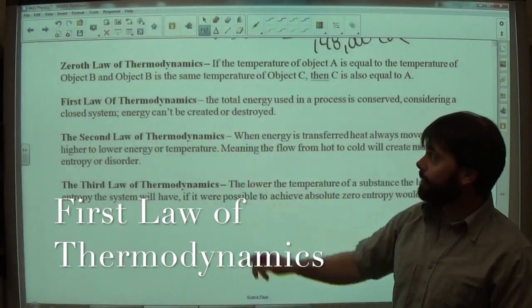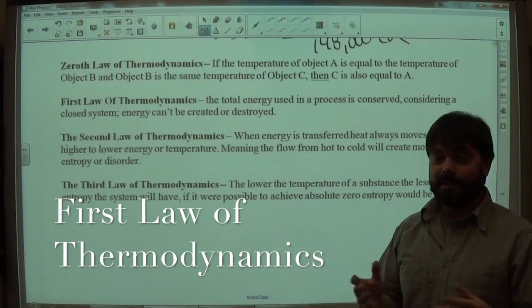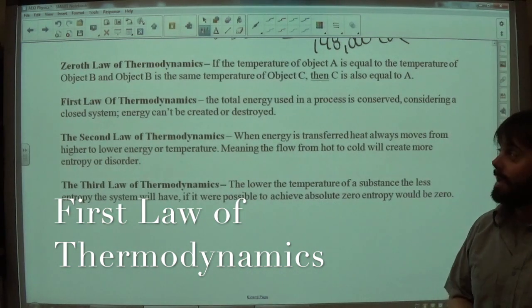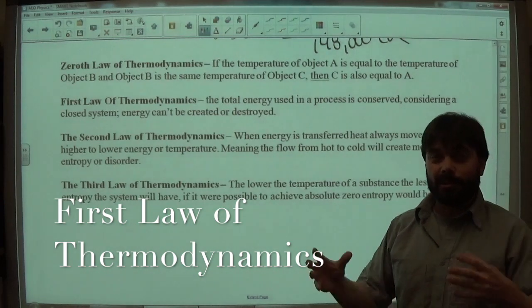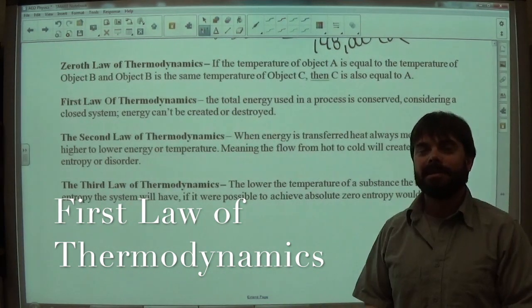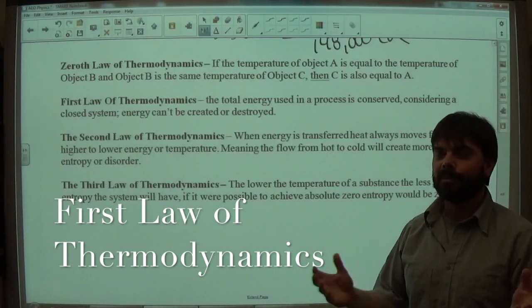The first law of thermodynamics, this one also follows the law of energy, the conservation of energy. It basically says that the total energy used in a process is conserved, so the total amount of heat within a closed system is not ever created or destroyed. It's really going from one place to another. It's going from one form to another.